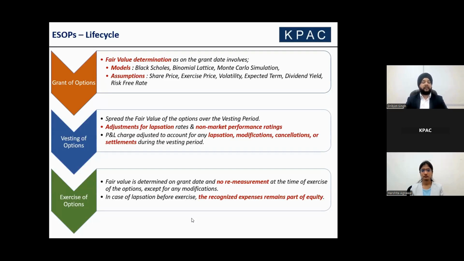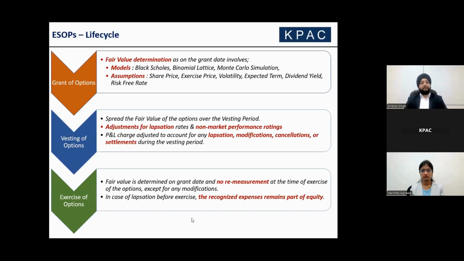Certain assumptions like the attrition rate or any non-market-based performance conditions impact the number of ESOPs expected to vest. For example, if a company expects 10% of employees to leave before vesting, that assumption is factored in while calculating the expenses. If any lapse, modification, cancellation, or settlement of the options occurs during the vesting period, adjustments are made to the P&L charge accordingly.